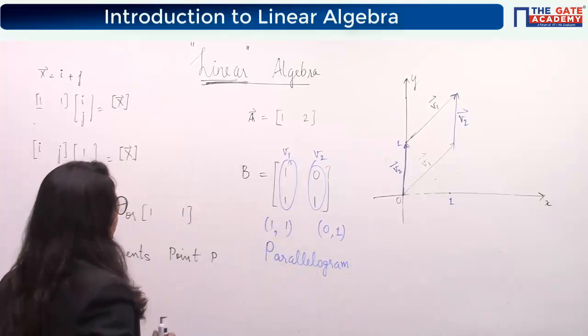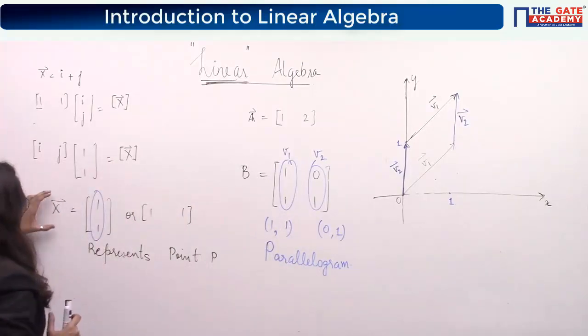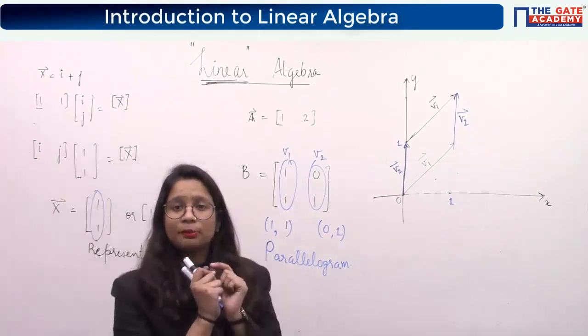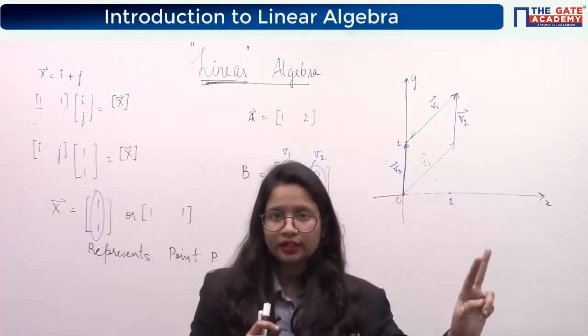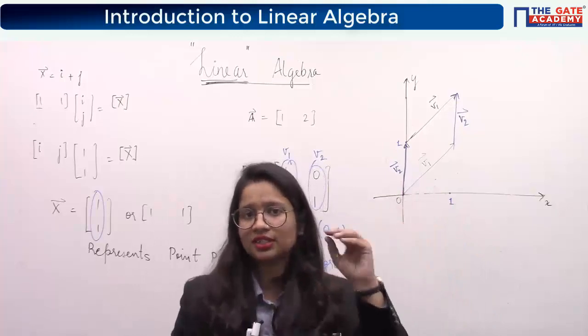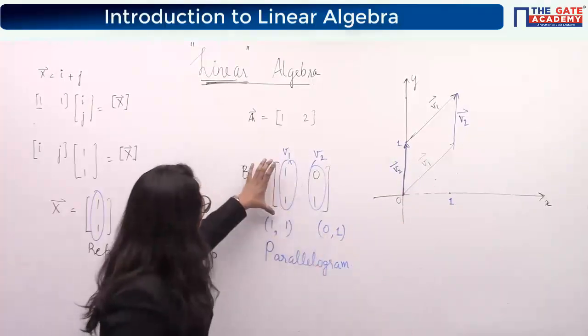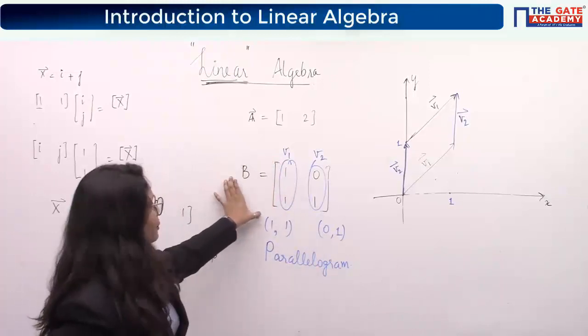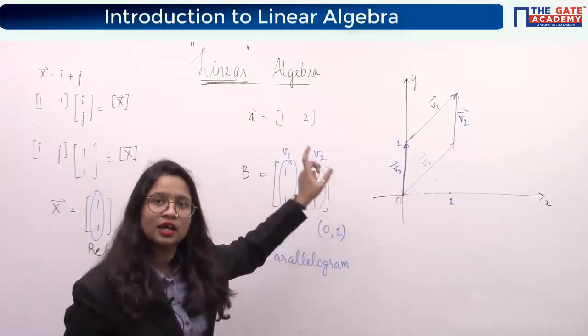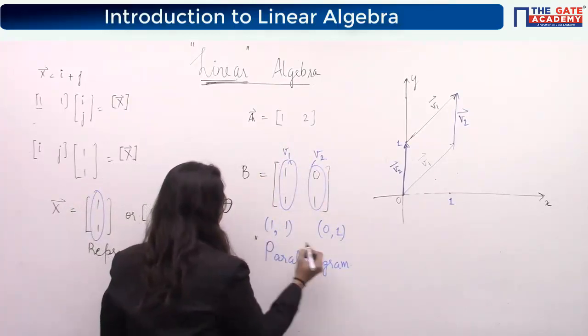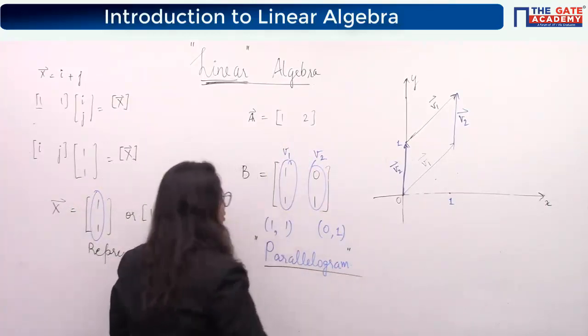So from here, what we have understood is that if your matrix is a row or column matrix, it is representing a point or a vector. Both of these are the same things, but the physical interpretation is different. From here we are saying that B is representing a combination of two vectors, and by combining those two vectors, the thing that physically we are getting is this parallelogram.